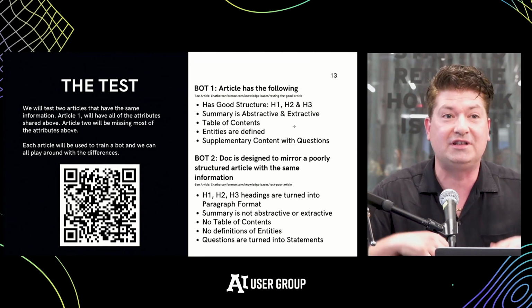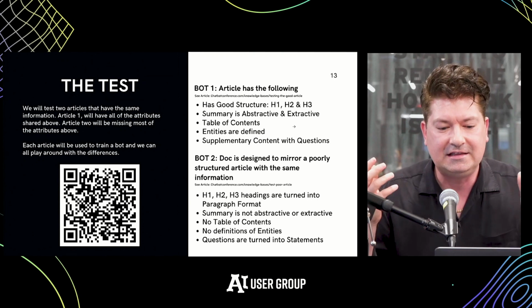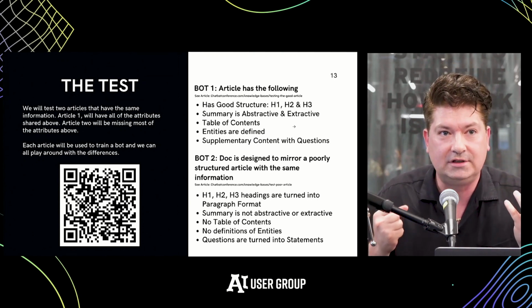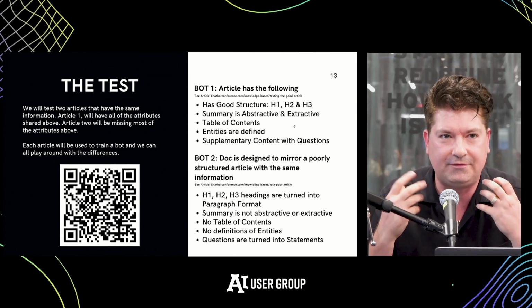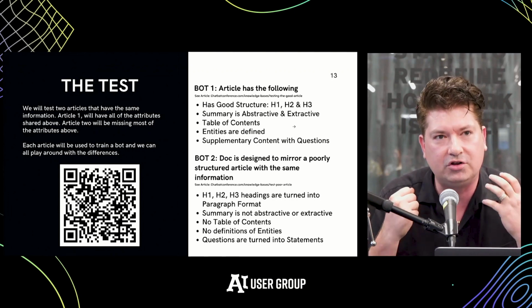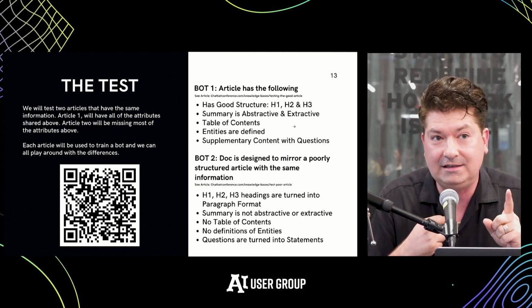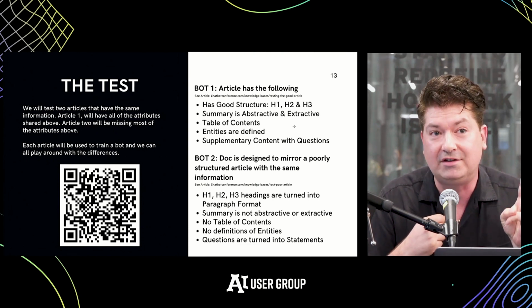What we did was we took the same exact article, and I'll show this article to you. The content of the article is identical. Now, the difference between the first article and the second article is that in the first article, we're using a great structure. We have all the proper H1s, H2s, H3s. We have an abstractive and an extractive summary. We have a table of contents. We have entities that are defined.